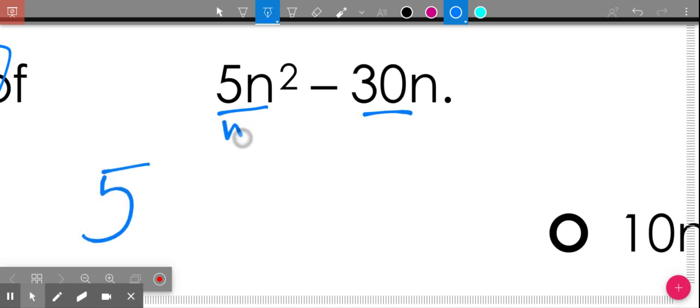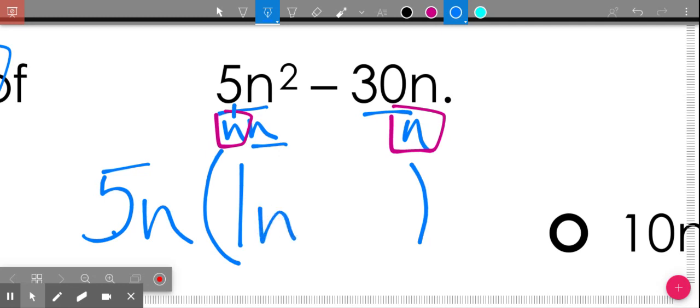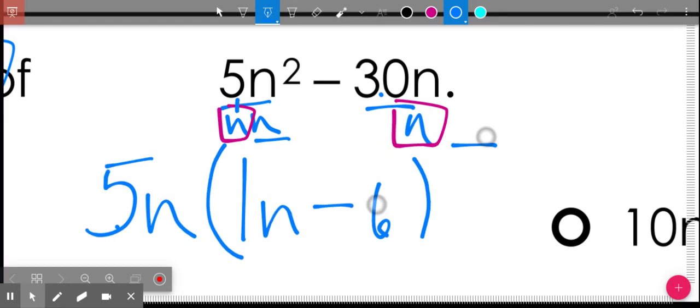Then I'm going to break down my variables. I have n squared, which is n and n, and then n. They both have one n in common. So that means 5n is going to go out front. And then I'm going to put all my leftovers back in parentheses. 5n squared divided by 5n will give me n, and negative 30n divided by 5n gives me negative 6 with nothing left over.